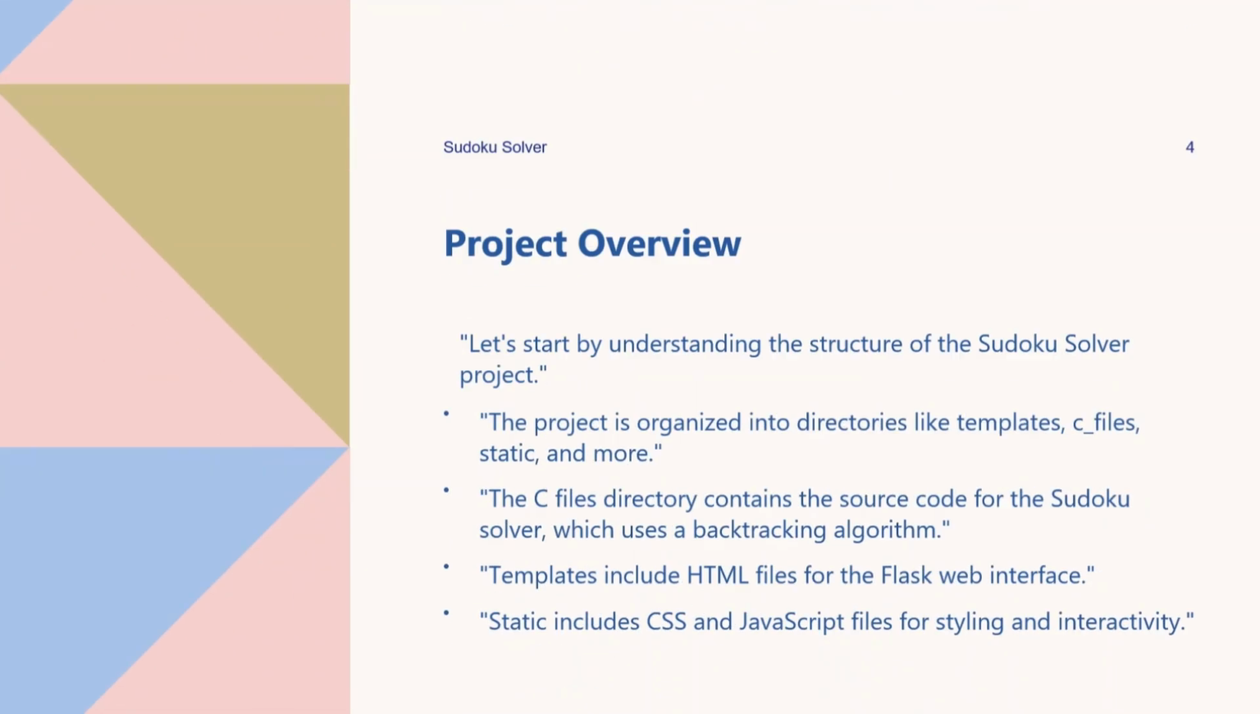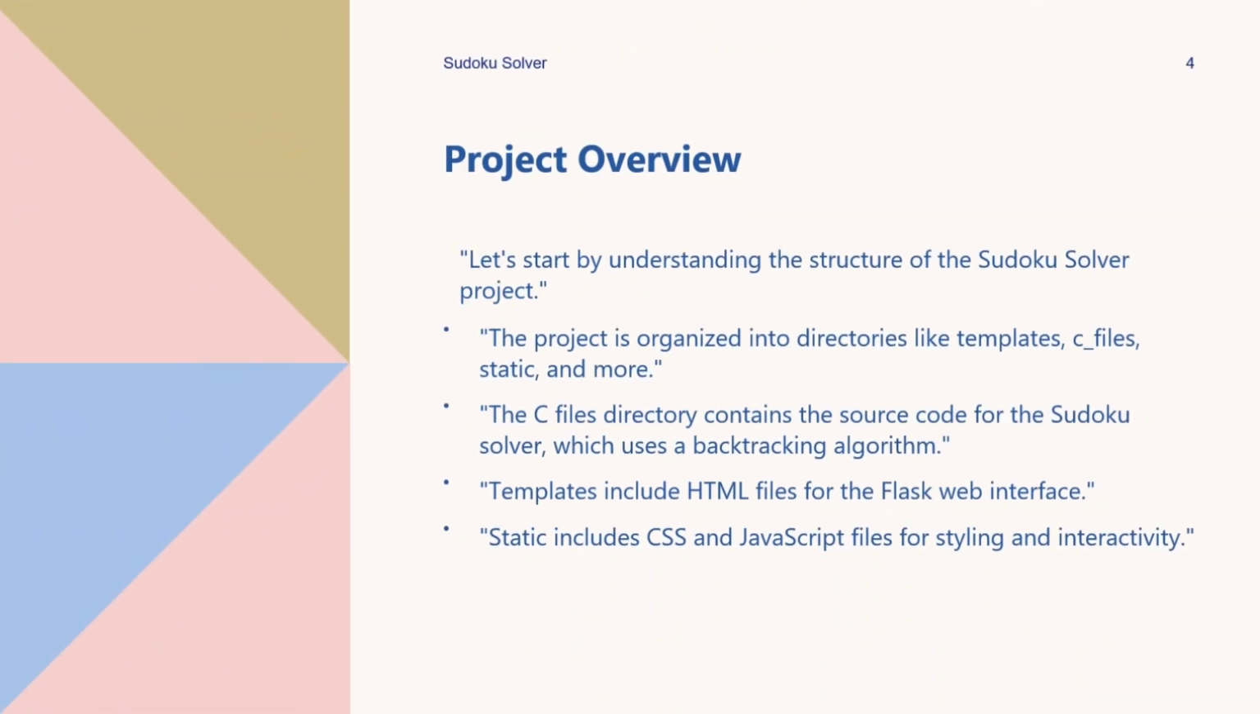Project overview. Let's start by understanding the structure of the Sudoku Solver project. The project is organized into directories like templates, compile, static, and more. The C files directory contains the source code for the Sudoku Solver, which uses a backtracking algorithm. Templates include HTML files for the Flask web interface. Static includes CSS and JavaScript files for styling and interactivity.